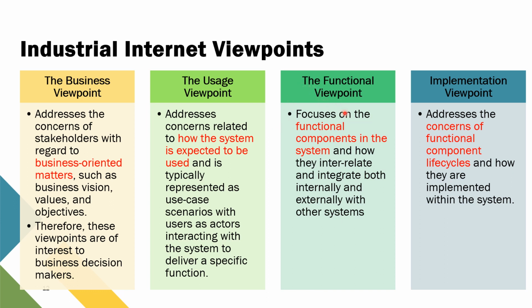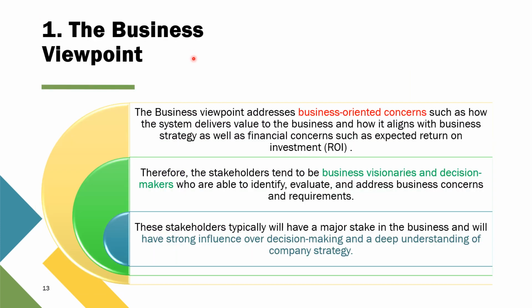This one focuses on the functional components in the system and how they interrelate and integrate both internally and externally with other systems. So this one is with regard to the function of the component in the system, how it will function, and what the concerns related to the functions of the component are. And the last one is the implementation viewpoint, which addresses the concern of functional component lifecycle and how they are implemented within the system. So the business viewpoint, of course, will address the business-oriented concern.